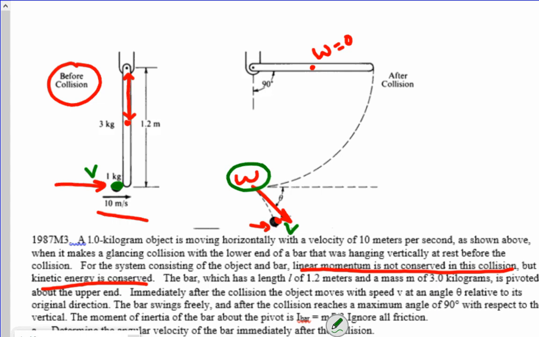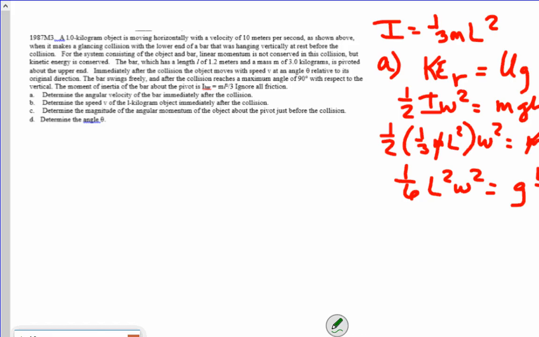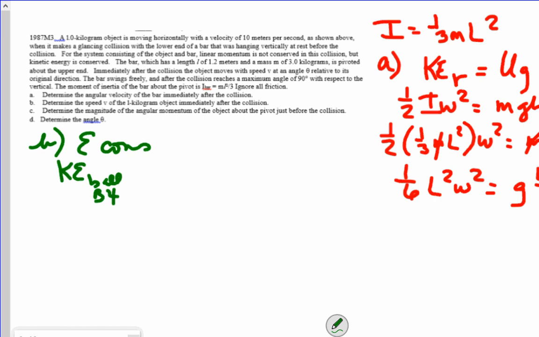So again, if we're not going to consider linear momentum being conserved, which is goofy, but whatever, let's consider energy being conserved. Energy is going to be conserved. And what do we have? At first we have the kinetic energy of the ball before the collision. We'll use that very high-tech notation right there. And then we have kinetic energy of the ball after the collision, and then kinetic energy of the rod.